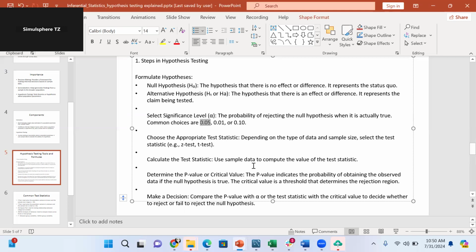Now, to calculate the test statistics, we need to use sample data to compute the value of the test statistics. By the time we use any of the test statistics technique, then we can determine the p-value or the critical value. The p-value indicates the probability of obtaining the observed data if the null hypothesis is true. The critical value is a threshold that determines the rejection region. And then we can make a decision by comparing the p-value with alpha or the test statistics with the critical value to decide whether to reject or fail to reject the null hypothesis.